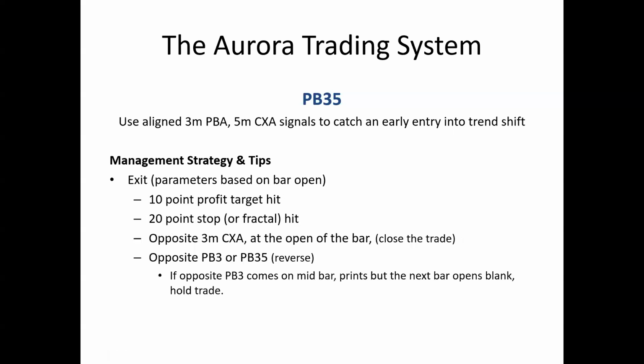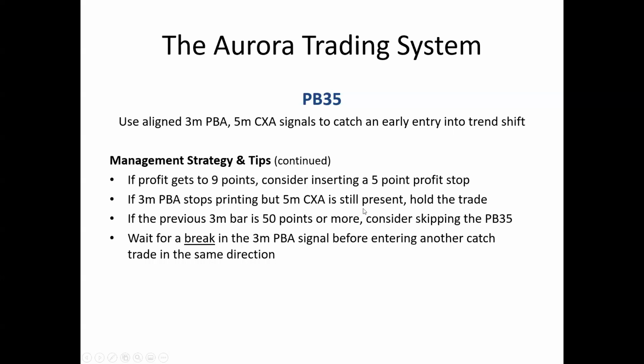So going back to our rule set, you're looking for an opposite alignment between a PB3 or a PB35 to get out of the trade, or you're looking for a 3-minute opposite CXA at the open of the bar to get out of the trade, or you're looking for both the 3-minute PBA and the 5-minute CXA to be blank. But if your 3-minute PBA is no longer printing, but the 5-minute CXA is still present, you hold the trade.